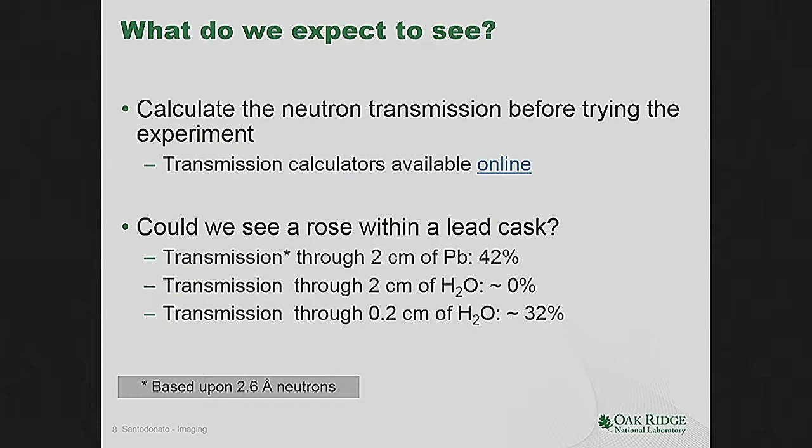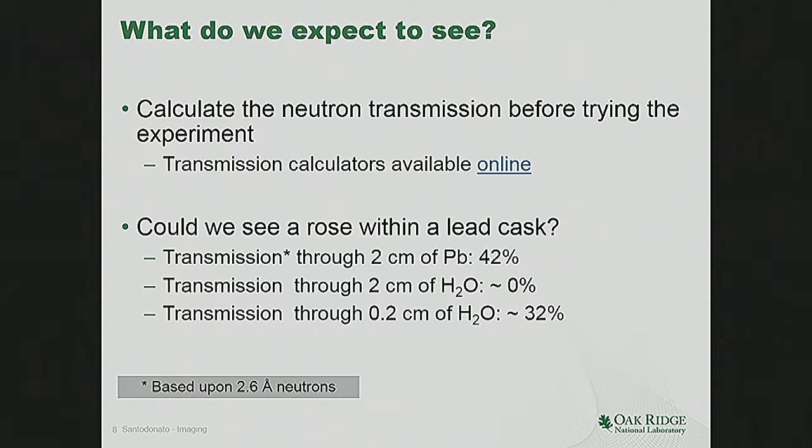Well, it turns out for neutrons, and I've calculated it here for 2.6 angstrom neutrons, which you'd consider a cold neutron, that's the peak of our wavelength distribution at the CG1D Neutron Imaging Instrument. 2 centimeters of lead, not bad. We get 42% transmission through that. So that's telling me it might be feasible. But then you say, well, if you go through all that lead so easily, how are you going to see the rose? Is it going to do anything to the beam?